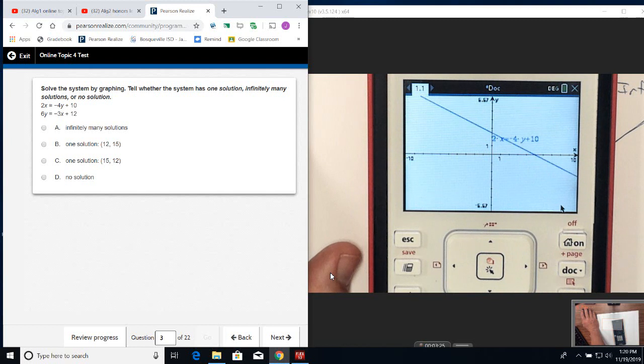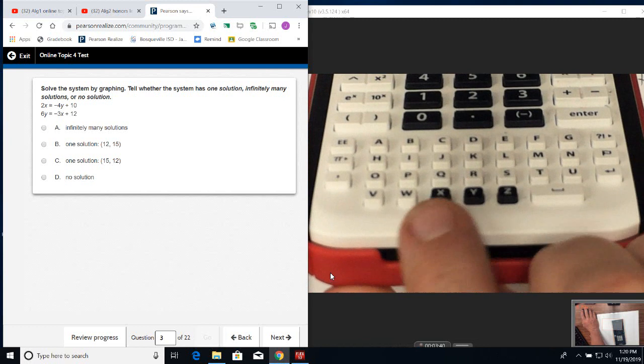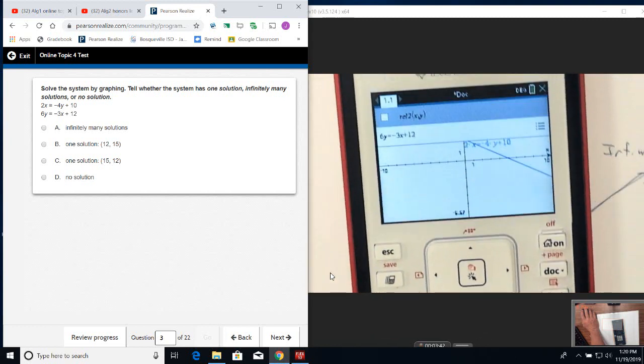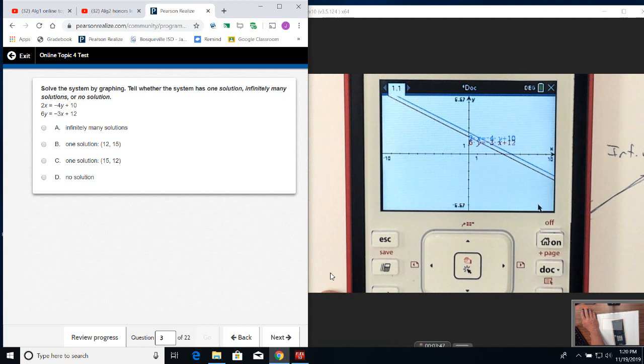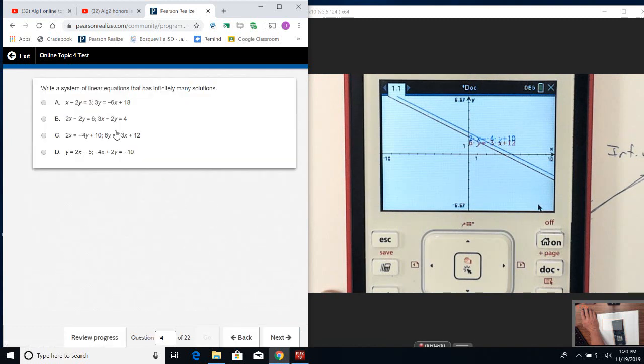And then graph my other relation by going to Tab, and that's just 6y is equal to what? Negative 3x plus 12. Now once again, to hit x, I hit these x's and y's down here. Okay? And then just hit enter. And then what do you notice about these two graphs? They're parallel. They're going to have the same slopes but different y-intercepts, so there would be how many solutions? None. So that's D. I'm going to leave 4 for you to do on your own.